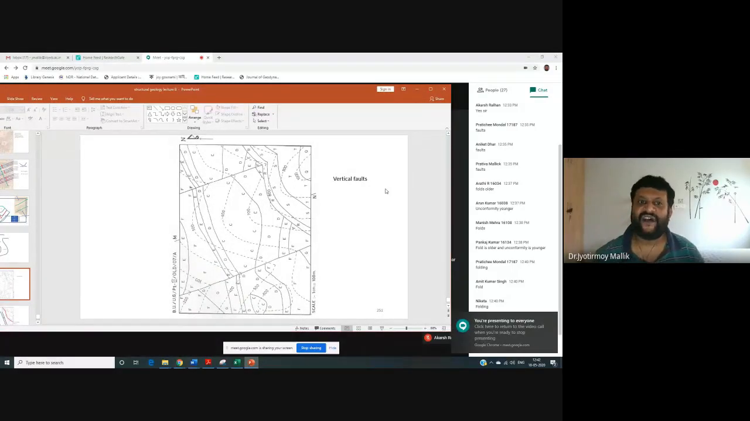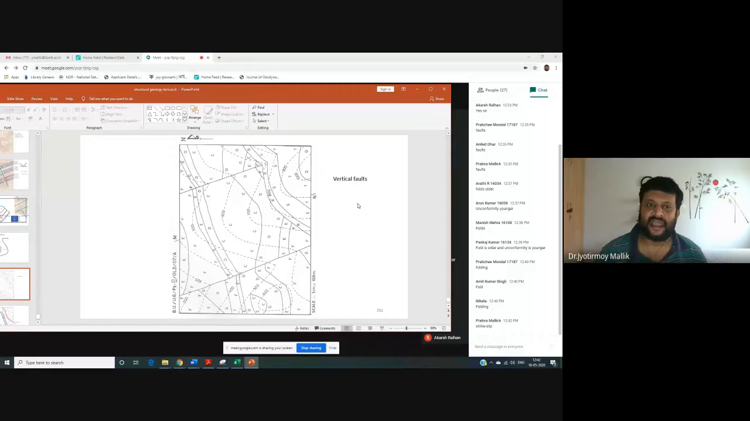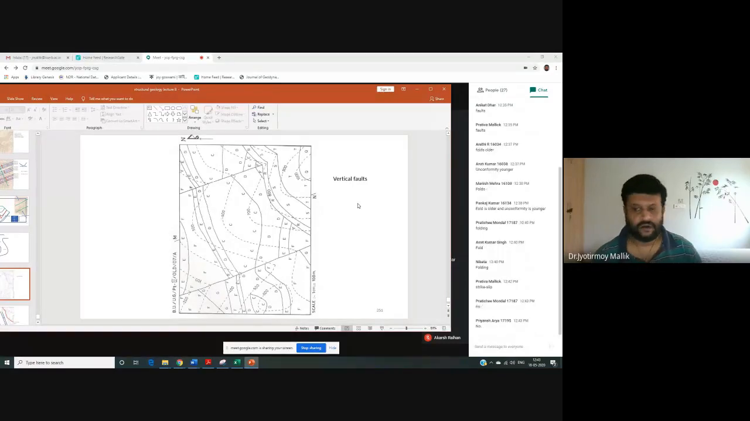So if I have a 100% strike slip fault, can I observe any displacement on a cross section? Yes or no? Just answer me in yes or no. No. Excellent. We will not be able to see any displacement in the cross section.